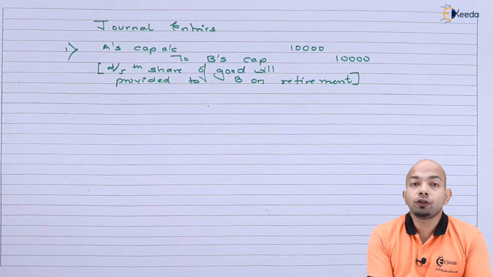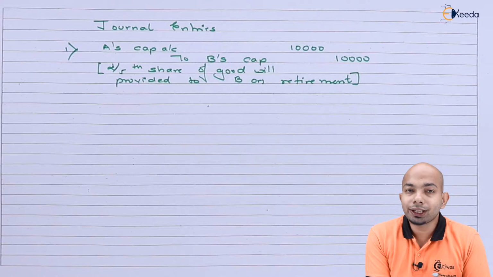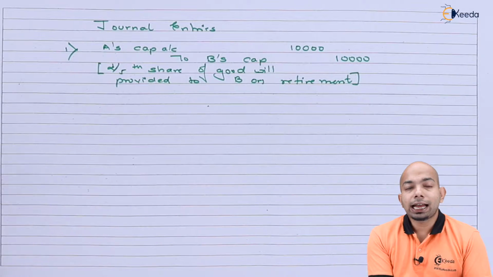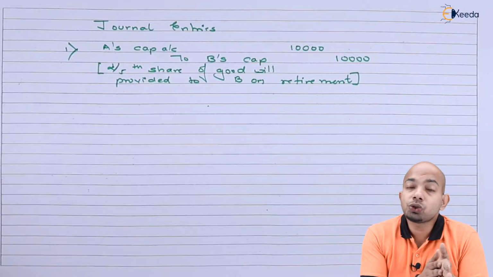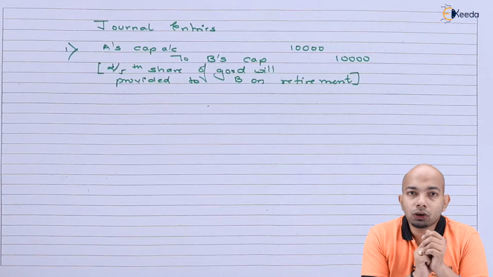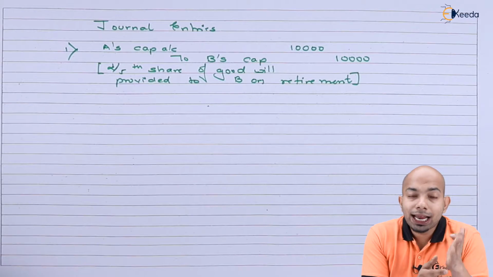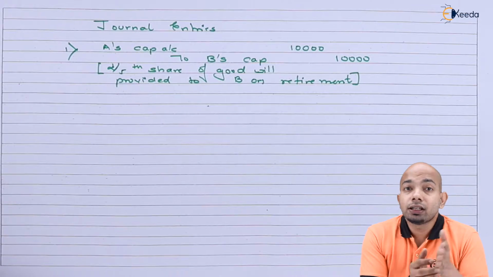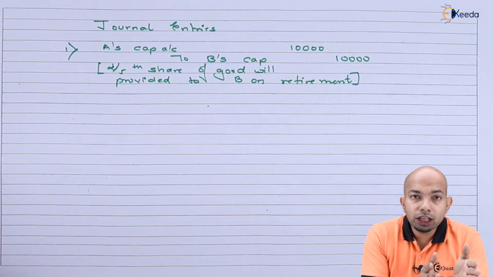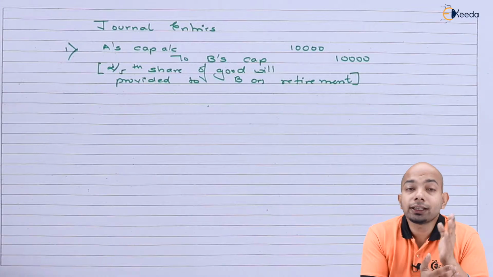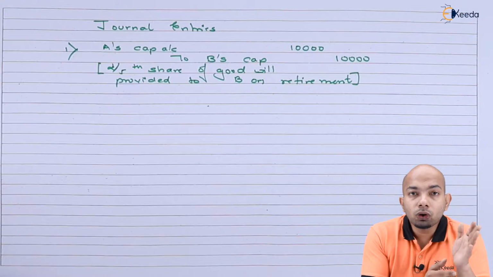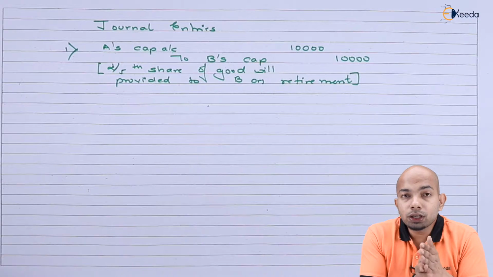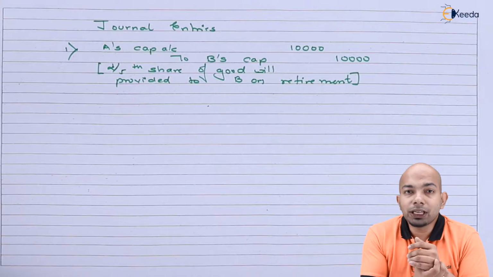We have to mention the amount of goodwill that has been adjusted or given to the retiring partner. The valuation of the goodwill is done at 25,000 and B's share of that was 2/5. That brings you to a total of 10,000. So 10,000 has to be credited to B's capital and that has to be given by A. Hence, the journal entry here is A's account debit to B's capital account, and the narration here will be the amount of goodwill on 2/5 of share adjusted by A towards giving the same amount to B on retirement.